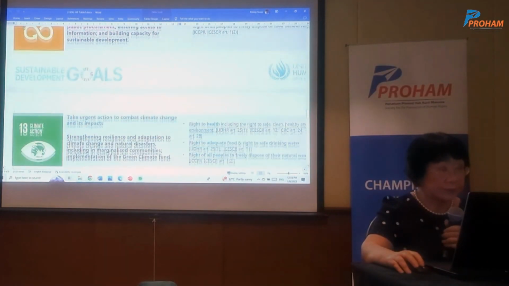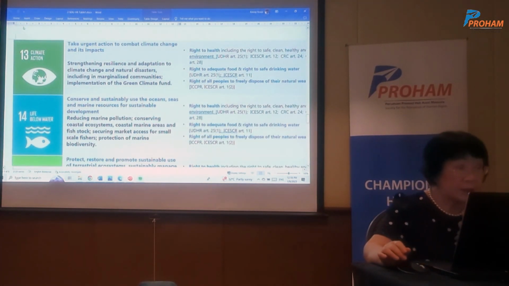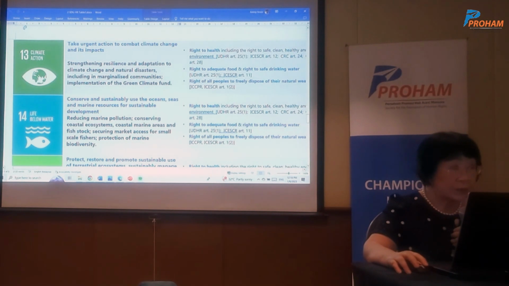and also building capacity for sustainable development. Because as you are aware, many people are not aware of sustainable development and how to go about it. So raising awareness and giving education is very important for everybody to participate in achieving the SDGs, because it is a whole of nation approach. And SDG 13 is climate action, to strengthen resilience and adaptation to climate change and natural disasters, including in marginalized communities, and implementation of the Green Climate Fund.